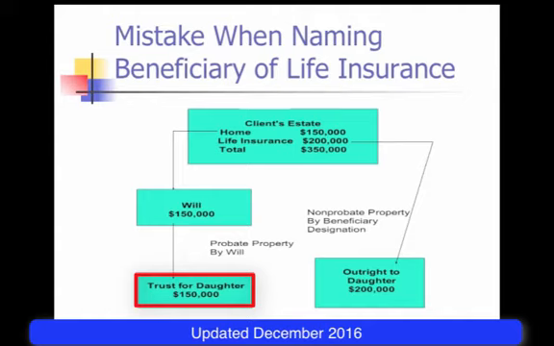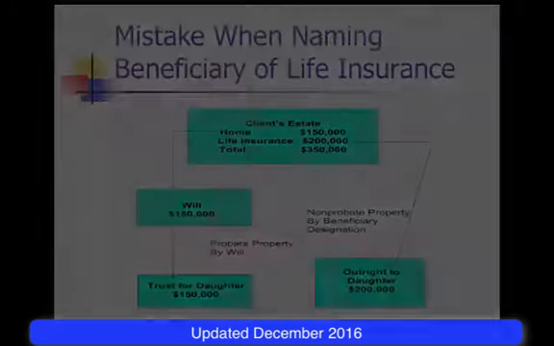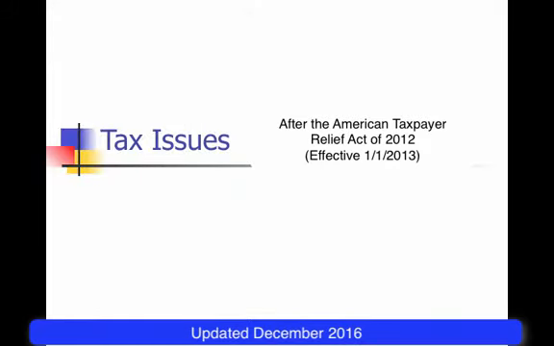In this case, it would have been better for the client to change the beneficiary designation at the same time she did her will, so that the death benefit would flow to the trust together with the home. Let's talk a little bit about tax issues.